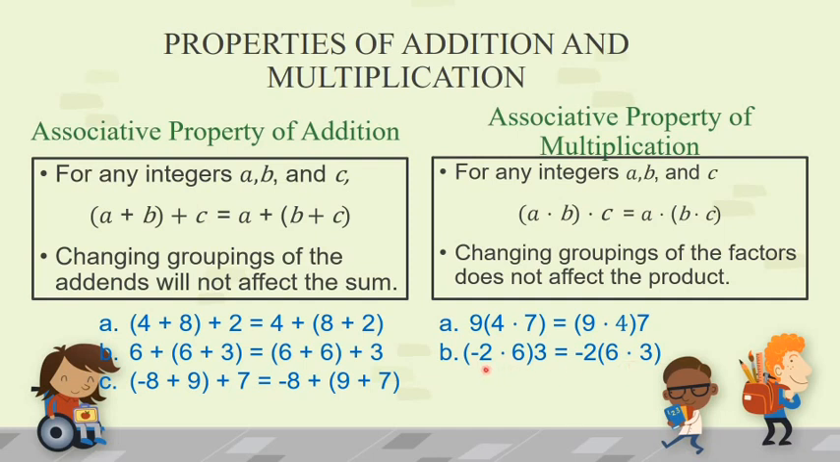So again, there is a change in the groupings of the factors. The first one we have negative 2 times 6 and the second one we have 6 times 3. But still, the products are equal.